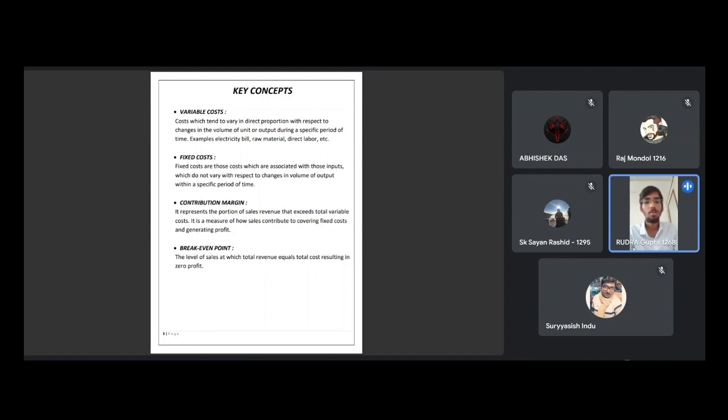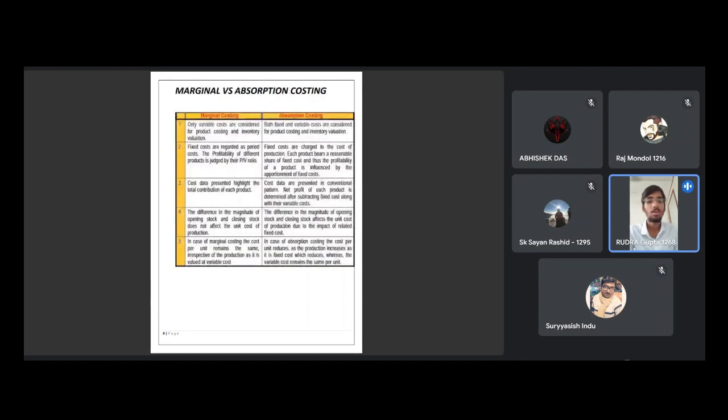Break-even point. Break-even point is the level of sales at which the total revenue equals total cost, resulting in zero profit. This is a crucial concept for business to understand how much they need to sell to cover their cost.